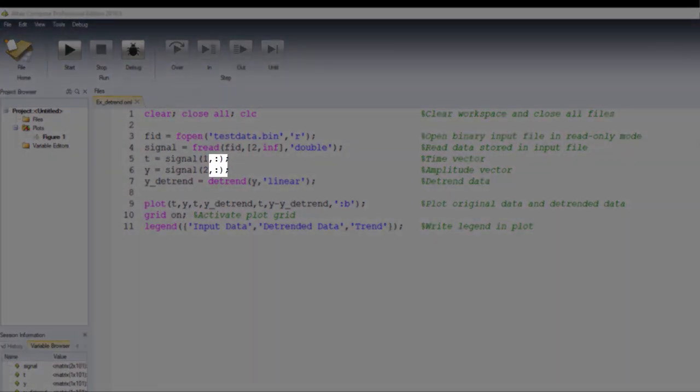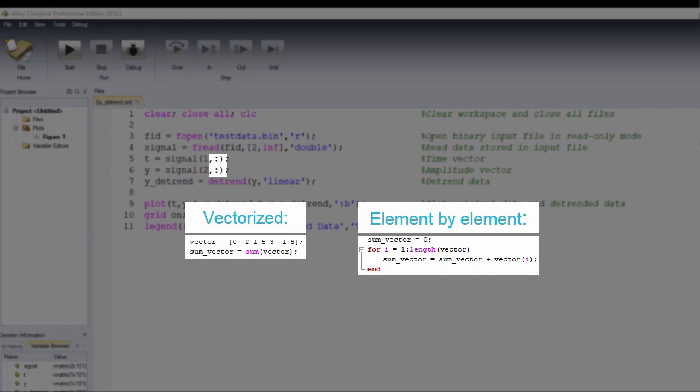And the colon operator that we see here means that all elements in that specific dimension should be manipulated. Since Compose is vectorized, most functions may be applied in the vector as a whole and not element by element. And this capability leads to a drastic reduction in computational time.